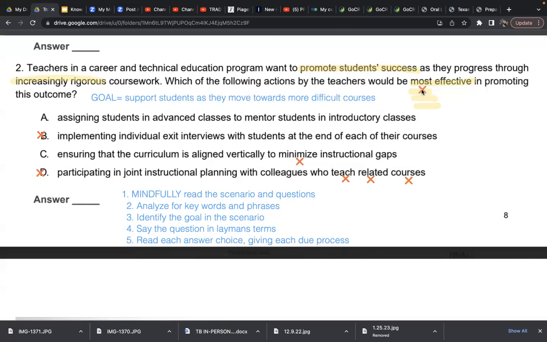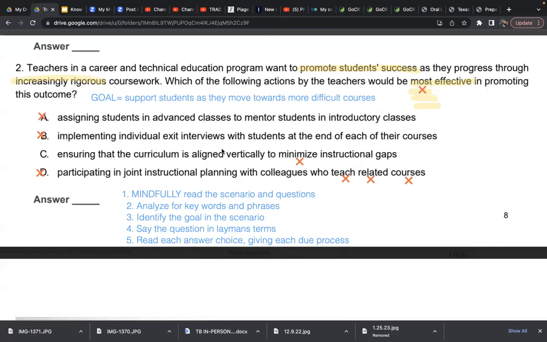Right. So there we have assigning students in advanced classes to mentor students in introductory classes. Not a bad practice. In fact, I would probably do it. However, there is another answer choice that is best as far as being most effective to make sure they have all of the knowledge, concepts, and skills necessary to enter the more rigorous coursework. Which would be which one? C.